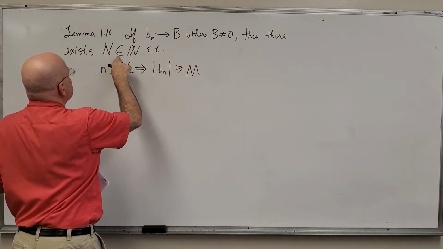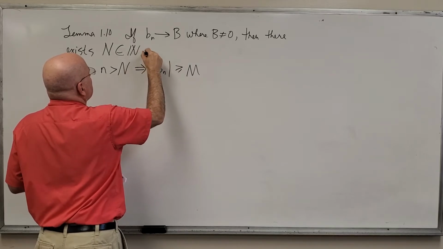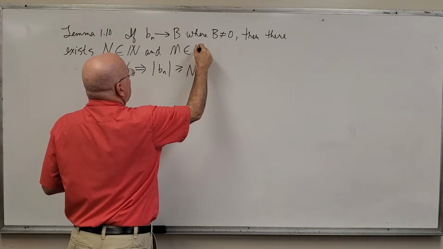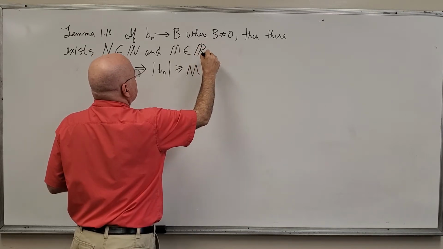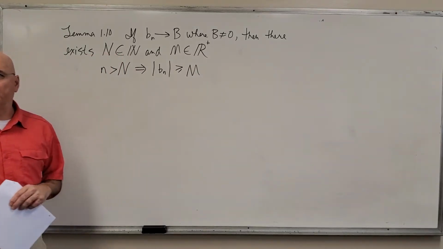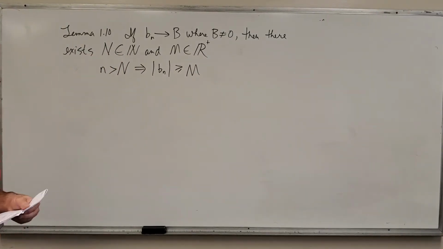Okay, then there exists an N and an M. M has to be a positive number, so I'll say M in R plus. Can't be 0, it has to be a positive number.